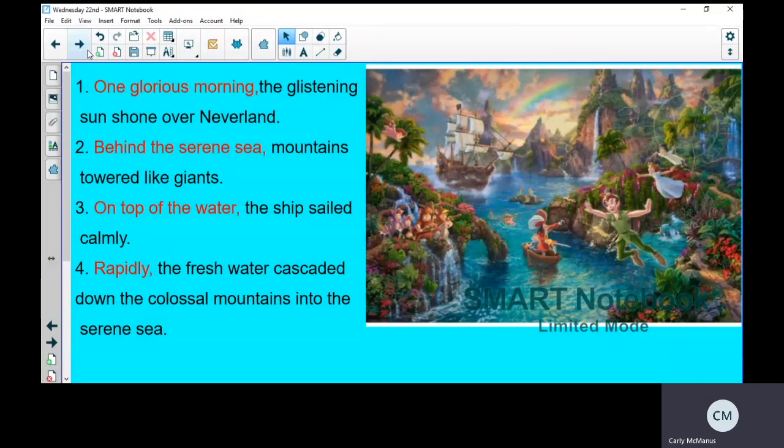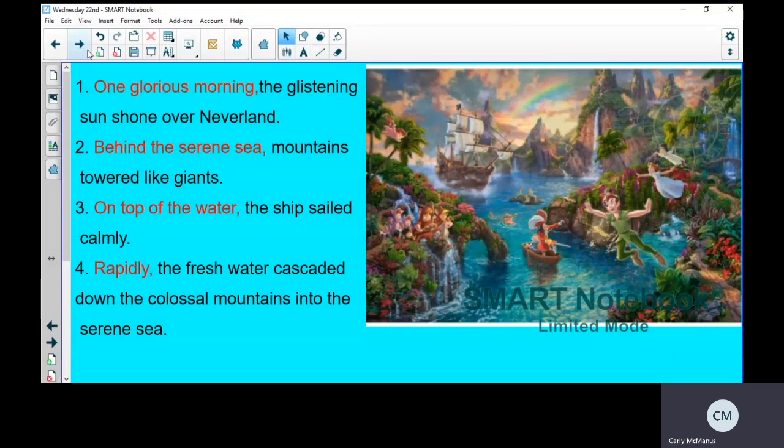Number 2, I've put behind the serene sea, mountains towered like giants. So behind the serene sea, is that telling me where, how, or when? It's telling me where, isn't it? Where something is happening. It's happening behind the sea. Now, what I've done here is even in the fronted adverbial, I've included some descriptive language. So I've used serene sea, which is alliteration, double S. After I've done my fronted adverbial, I've got my comma. So behind the serene sea, and I'm telling you what's happening behind the serene sea. The mountains towered like giants. So the mountains towered like giants is a simile that I came up with yesterday. So all I'm doing today is using my ideas and piecing them together like a jigsaw.